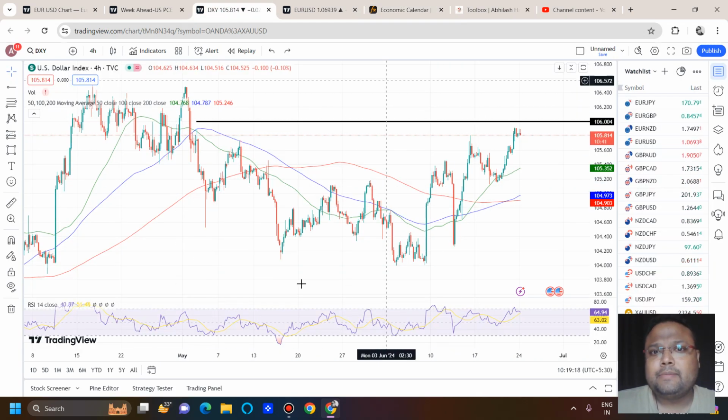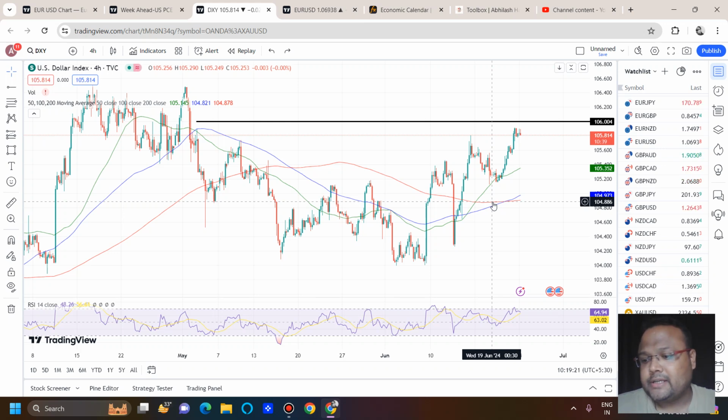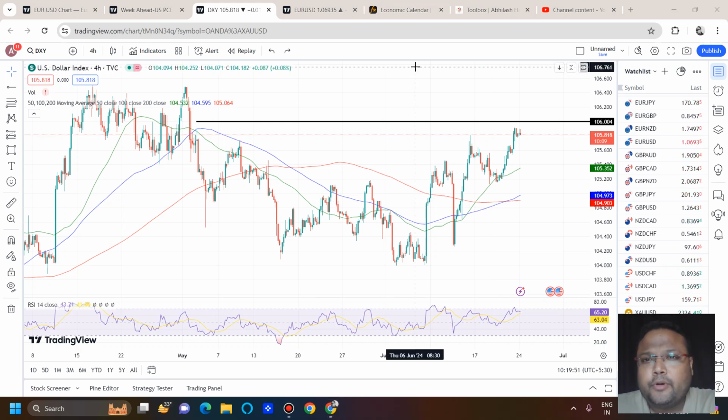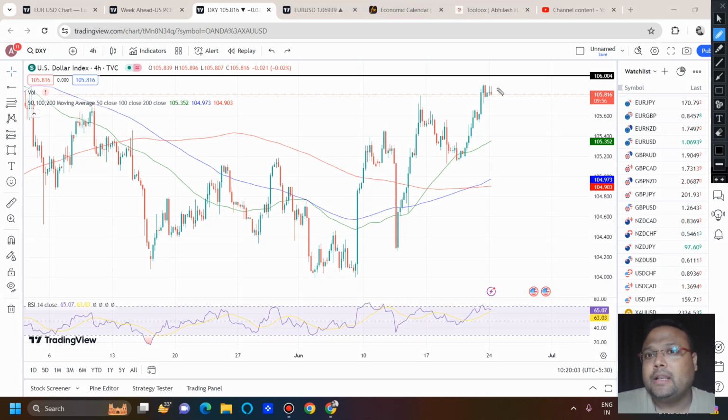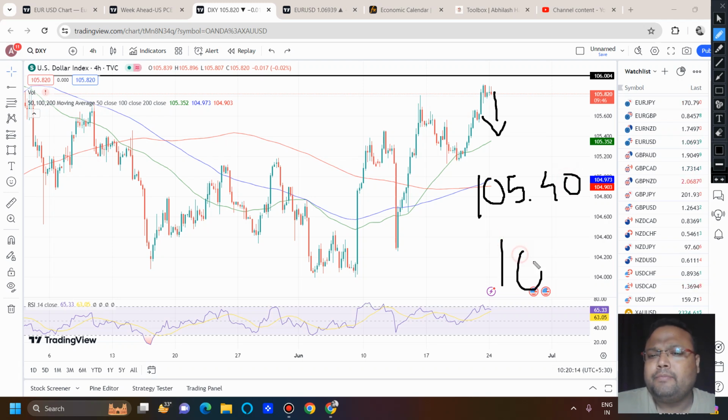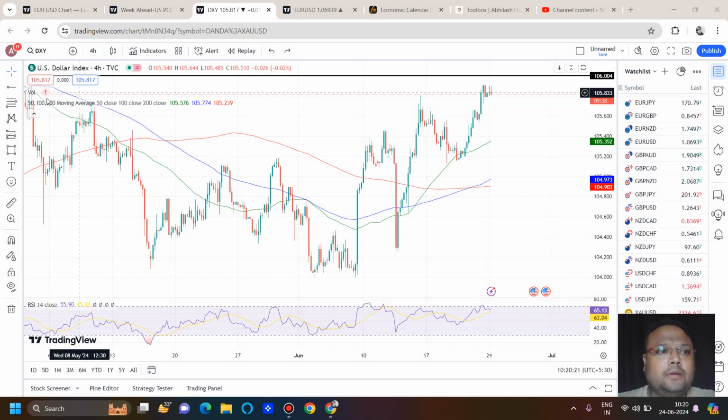So first of all, let's discuss the chart of DXY or US dollar index. DXY is standing at 105.81. We can see that it is almost standing at a swing high. The overall sentiment for US dollar is bullish right now, but obviously market will not be going up in a straight line. If DXY shows retracement, we can expect the next support to be around 105.40, and if market shows a very big retracement, then obviously we can expect 105.00 to be the next support.